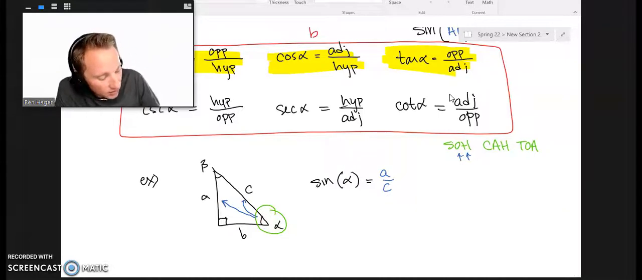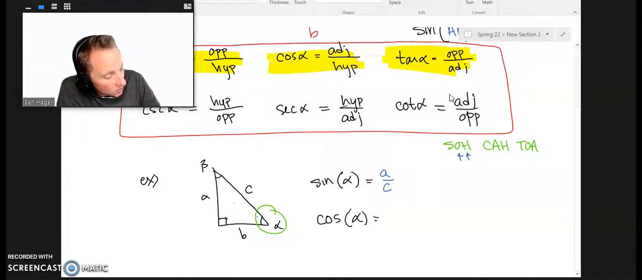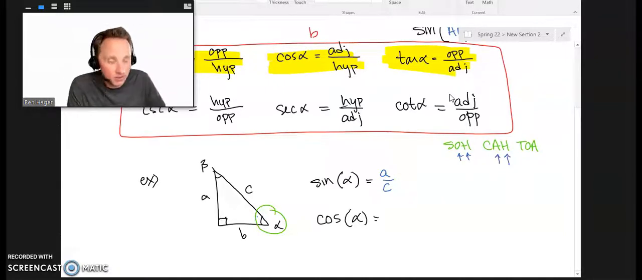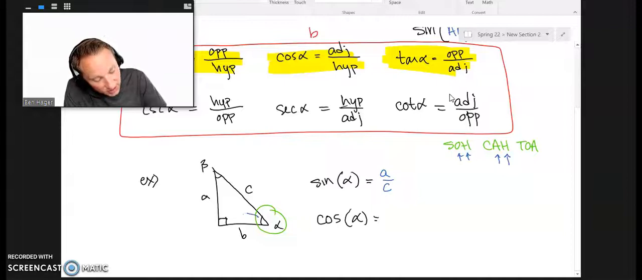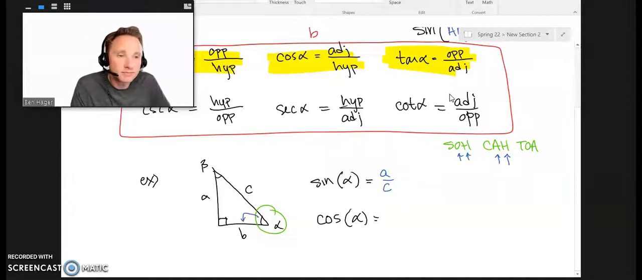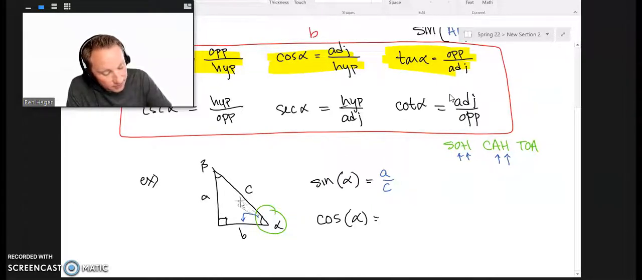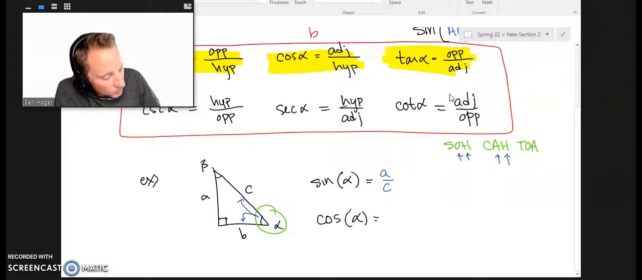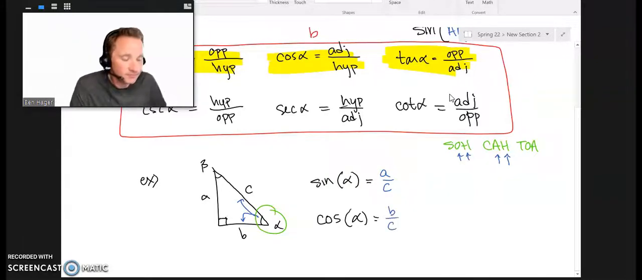Let's try cosine. Cosine of angle alpha. If I want cosine of angle alpha, cosine says take the side adjacent to your angle and divide it by the hypotenuse. So the side adjacent means right next to it, and divide it by the hypotenuse. So this would be B over C.